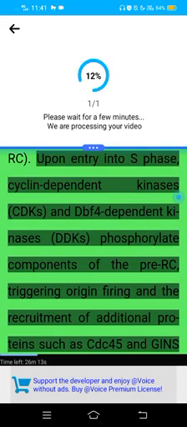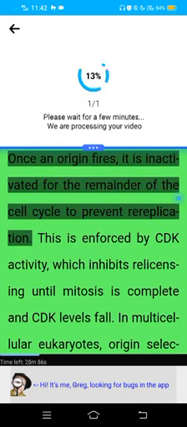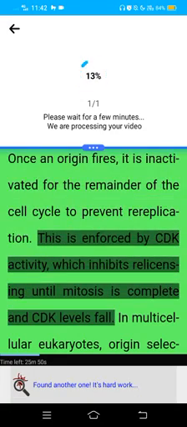Upon entry into S phase, cyclin-dependent kinases (CDKs) and DBF4-dependent kinases (DDKs) phosphorylate components of the pre-RC, triggering origin firing and the recruitment of additional proteins such as CDC45 and GINS to form the CMG helicase complex, which unwinds DNA for replication. Once an origin fires, it is inactivated for the remainder of the cell cycle to prevent re-replication. This is enforced by CDK activity, which inhibits relicensing until mitosis is complete and CDK levels fall.